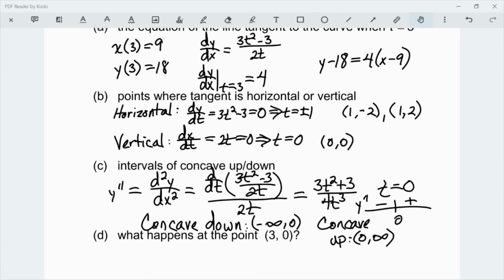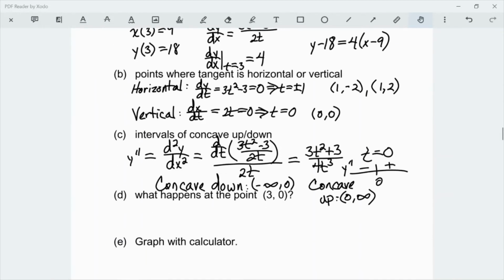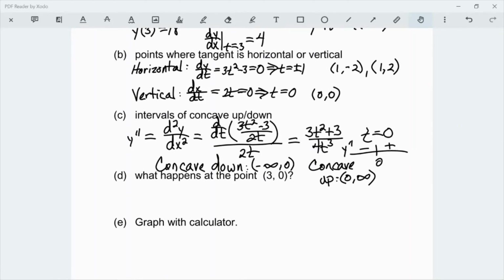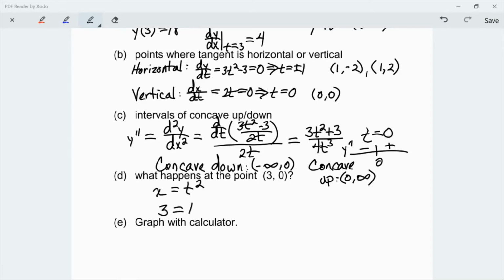Okay, so again, same stuff we were doing back in the first semester with derivatives. It's just a little more complex now because we have to sort of work around the fact that we're dealing with these parametric equations. Okay, D, it says, what happens at the point (3, 0)? Well, let's look at that. So at the point (3, 0), we have x is equal to t squared, right? So if I plug in 3 for x, I get t is equal to plus or minus the square root of 3.